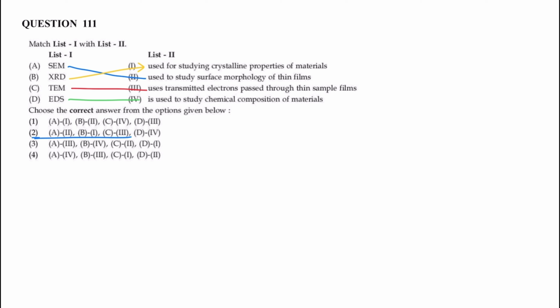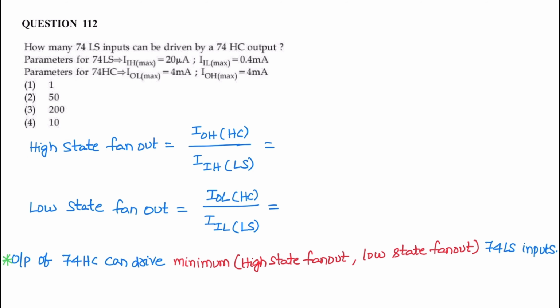So SEM, scanning electron microscopy, is used to study the surface morphology of thin films. X-ray diffraction, XRD, is used to study the crystalline properties of materials. TEM, transmission electron microscopy, uses transmitted electrons passed through thin sample films. EDS, energy dispersive X-ray spectrography, is used to study the chemical composition of materials.